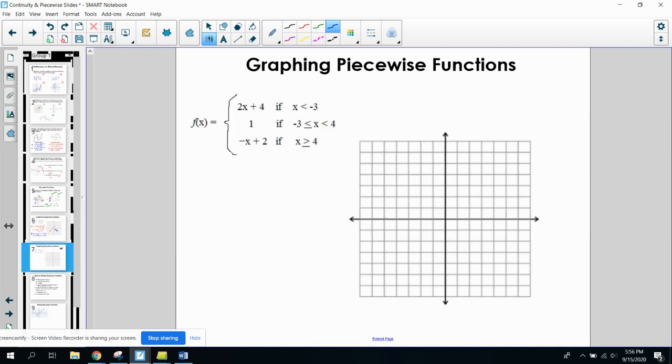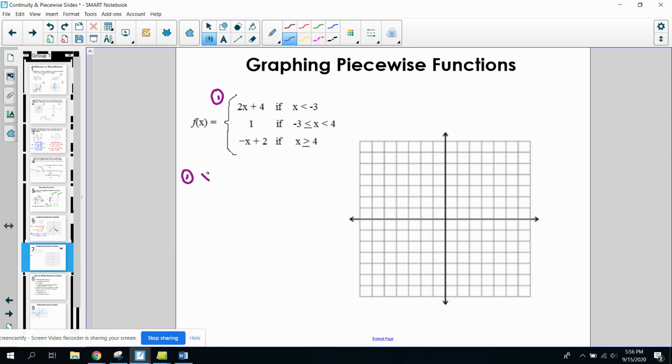Okay, so we're going to look at one more. So here, again, we have pieces. So I'm going to break it into each piece. I'm going to take the first one, which is our top equation, and I'm going to plug in endpoints. Now notice here that there's only one endpoint.